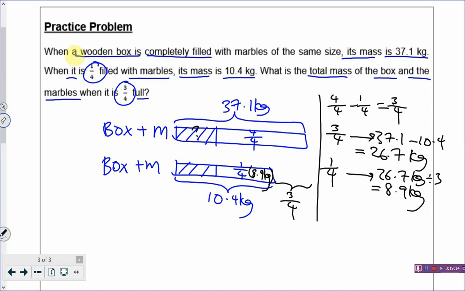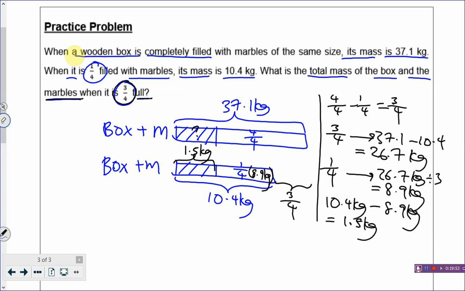Wow. So can I find the mass of the empty box? Yes, I can. You take 10.4 kg, which is the total mass of the box that is 1/4 full of marbles, and minus away 8.9. So what do you have? 10.4 minus 8.9, the mass of the empty box is 1.5 kg. Alright, so you got part of the answer. Because you need to find the total mass of the box and the marbles when it's 3/4 full. So you already know the mass of the empty box.